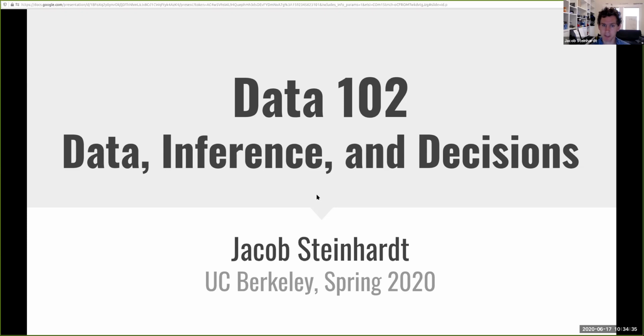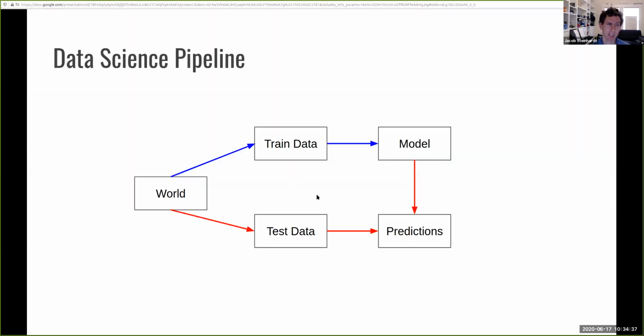It's called Data Inference and Decisions. And our goal in this class is to really get students to think critically about the entire data science pipeline. So the relationship between the actual world, the data you see, the model you're using, and then the predictions and decisions that you're making based on that model and how that ties back into the world.